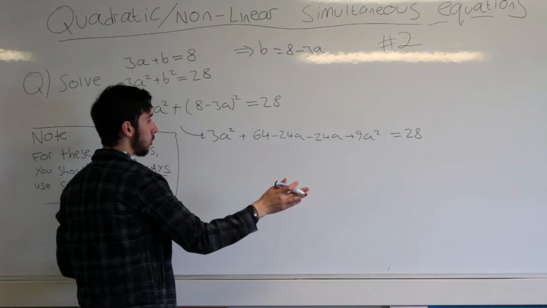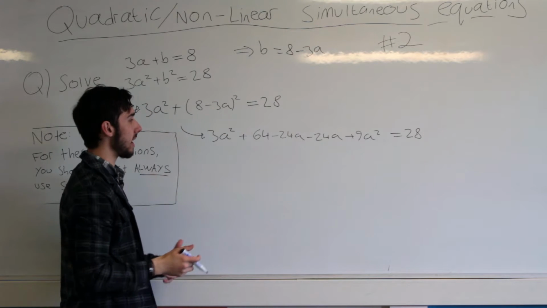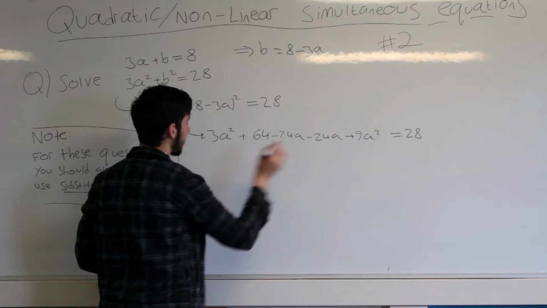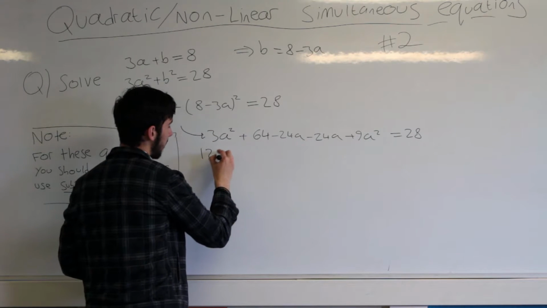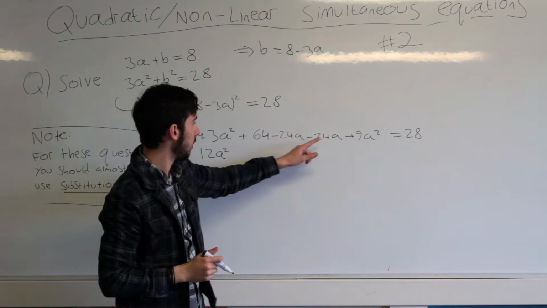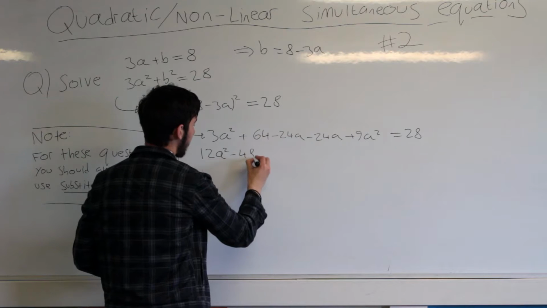Now, let's group up all of the like terms. So let's get the A squareds. There's an A squared, there's an A squared, 3A squared plus 9A squared. We have 12A squared, guys. Let's get the A's. Minus 24, minus 24, they're the only ones. So we have minus 48A.